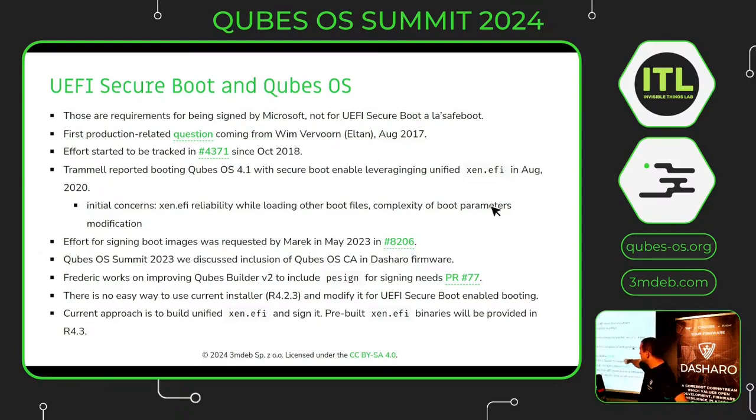Marek requested effort for signing boot images in May 2023 in this 8206. Last year we discussed inclusion of the QubesOS CA, but I assume that this is not the path right now. Am I correct? Last year we discussed that in Dasharo we could include the QubesOS CA, and on Dasharo it will just boot without being signed by Microsoft.